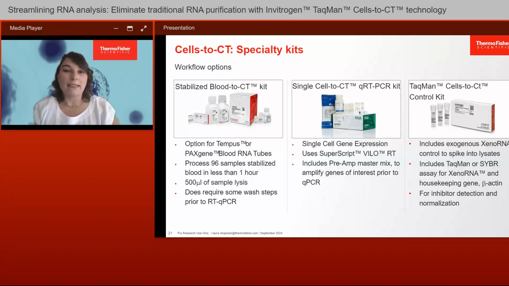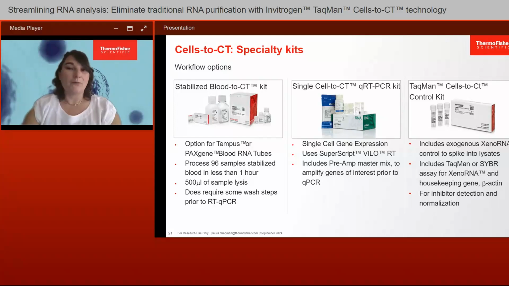You're able to process 96 samples using the stabilized blood to CT kit in about an hour. It uses 500 microliters of your sample size. And so you don't have to use your entire stabilized blood to take a quick look at your RNA. You'd have the majority of your sample left over if you wanted to process for other downstream applications. And because stabilized blood is a lot more challenging sample to work with, this does require some centrifugation and wash steps to help remove some of those inhibitors and proteins that come along with the blood sample.